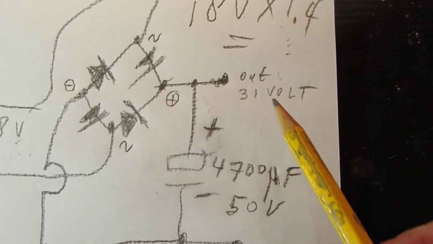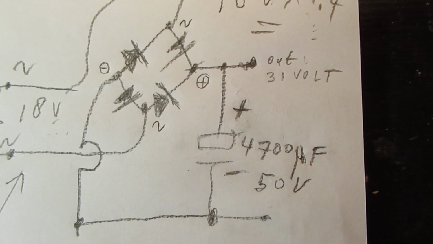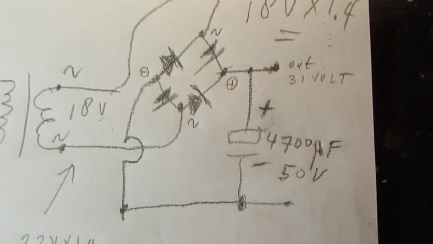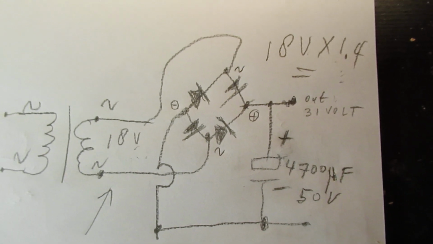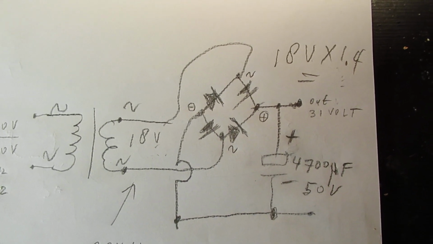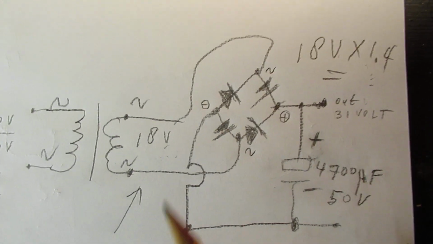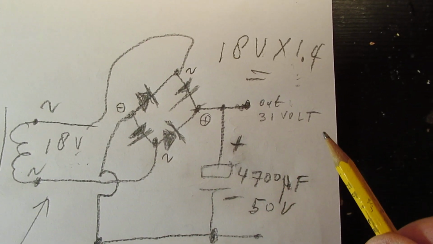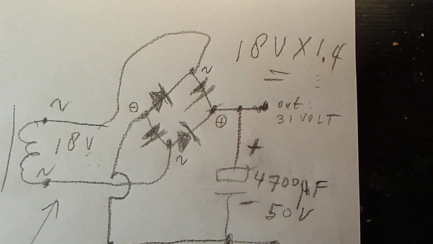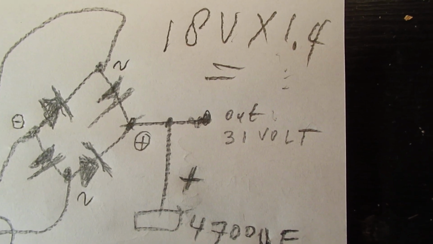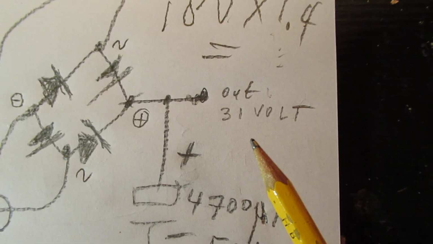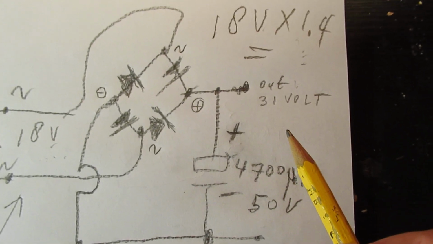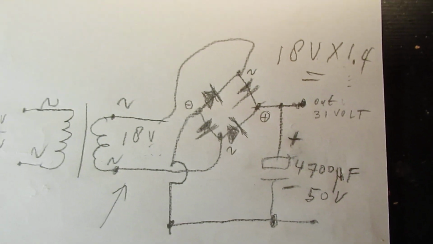That means that you need a smoothing capacitor that can handle that voltage, and the safe value is always 20% higher. So when you have 18 AC volts out, the open voltage after the bridge rectifier is 31 volts, or 35, or perhaps even 38 volts, and then we are in the 40 volt range.